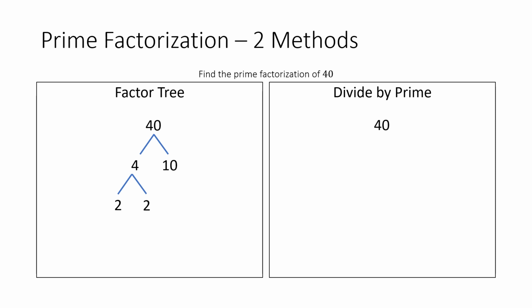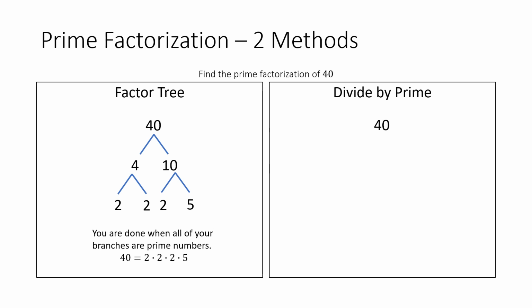So I'm going to move on to the 10. Is 10 prime? No. What are its factors? Well, 2 and 5. We already know 2 is prime. Is 5 prime? Yep. So our prime factorization is complete when all of the bottom branches are prime numbers. So the prime factorization for 40 is 2 times 2 times 2 times 5. So that's the factor tree method.